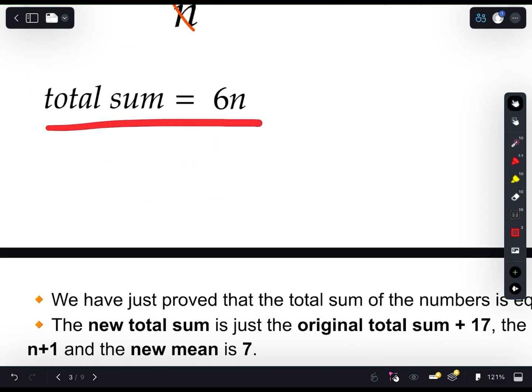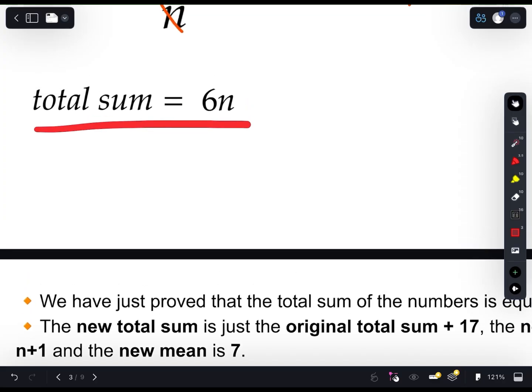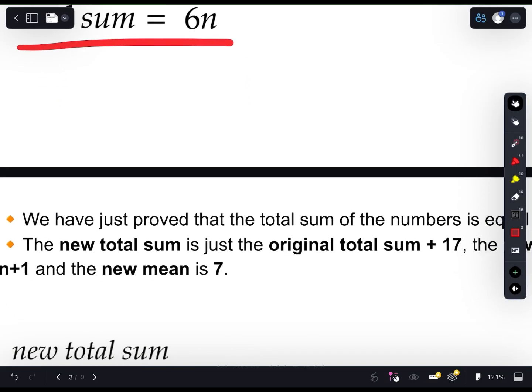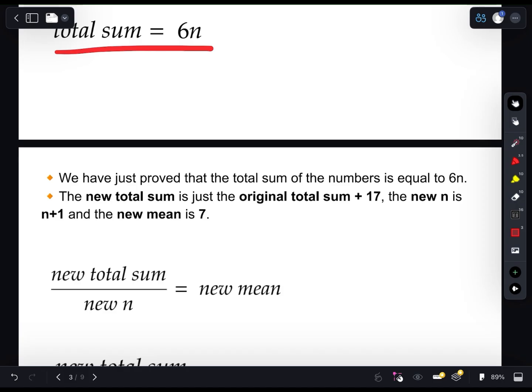That's very helpful because we can use that. We only have one variable now, one unknown, and it's just n. So now we can solve for n. We have just proved that the original total sum of the numbers is 6n. The new total sum is the original total sum plus 17. The new n is n plus 1, and the new mean is 7.